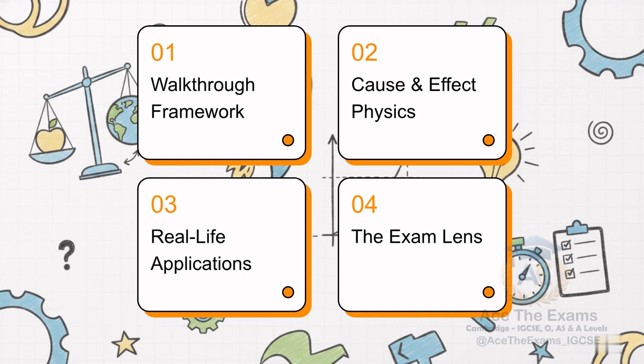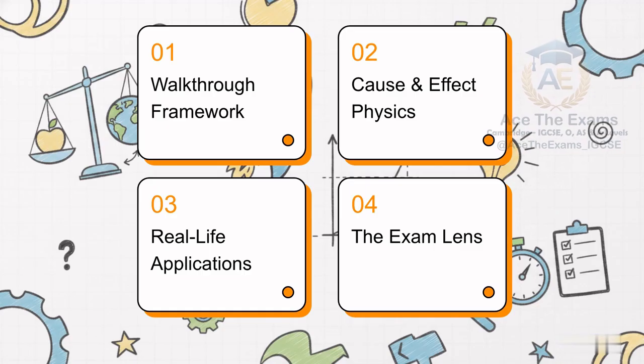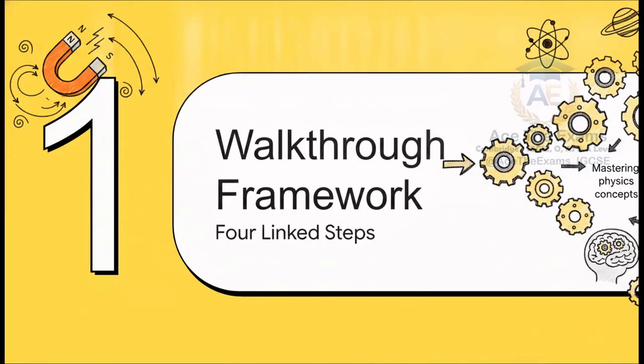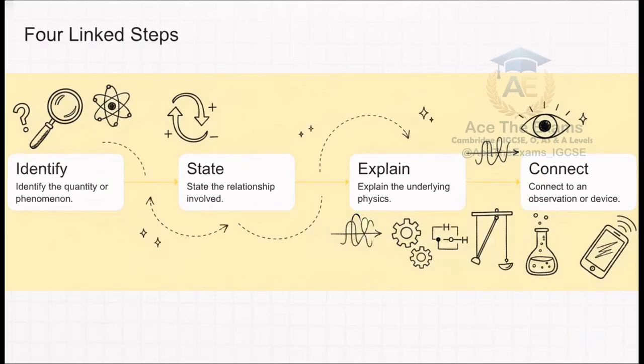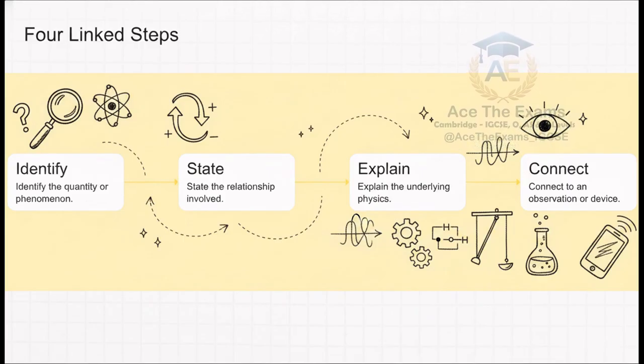To guide us out of the trap of rote memorization, here is our roadmap for the explainer. We will cover the walkthrough framework, cause and effect physics, real-life applications, and finally, the exam lens. Let's move to Section 1, the walkthrough framework, and see how this builds our foundation. So the crucial point here is following these 4 linked steps, because the absolute best answers, the ones that examiners love to see, show both understanding and application.